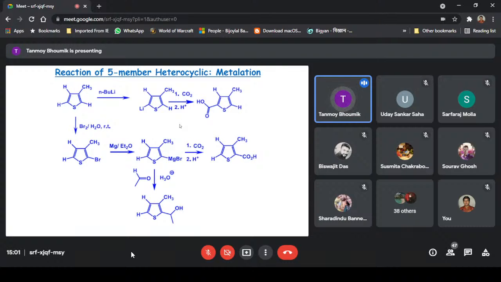Now, a different metallation type of reaction for the 5-member ring. In the 5-member thiophene ring, if we have n-butyllithium and it reacts with this compound, it can abstract the proton under the lithiation, and then carbon dioxide is added and the reaction is acidified. Immediately a carboxylic acid forms, and then there is the carboxylated furan.